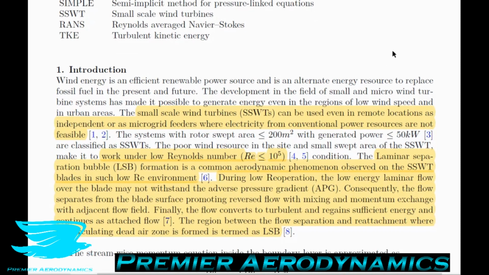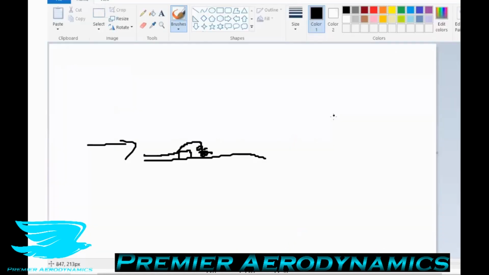What happens here is laminar separation bubble formation is a common aerodynamic phenomenon on these small-scale wind turbines at these low Reynolds numbers. Laminar separation bubbles I've covered in a few other podcasts, so I'll just go briefly over it again. You have the flow coming over, and it's still laminar, but as it starts to get a little bit more poorly behaved, with a little bit more turbulence, it will start to separate. And then during the separation phase, it will transition to turbulence and then it'll reattach.